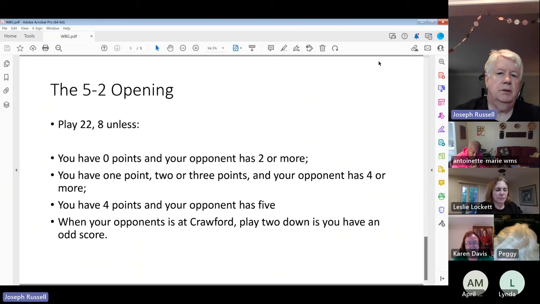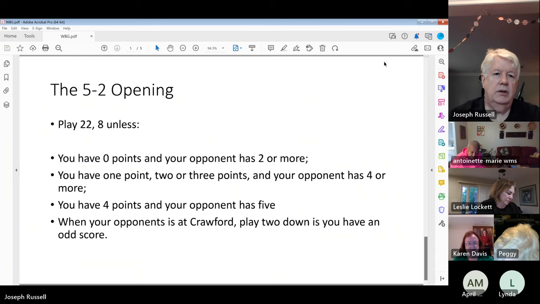The 5-2 opening. The 5-2 opening, play 22-8 unless you have 0 points and your opponent has two or more. So if you're playing to seven and your opponent has 2, 3, 4, 5, or 6 points. Well, I'm not talking about Crawford's score. So your opponent has 2, 3, 4, or 5. Then you bring two down.